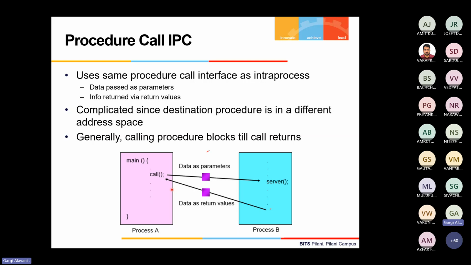The other type of IPC is procedure call IPC. Here, the same procedure call interface is used, where we have a function. When we call this function, it will send a request to the server, and then the server will send the results. Does anyone know an example of procedure call IPC?